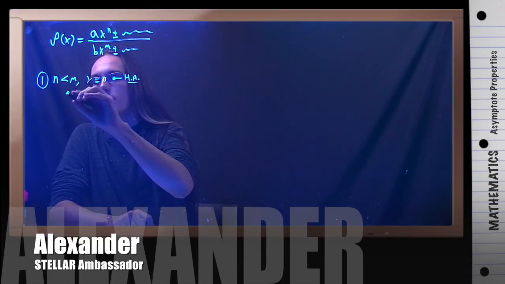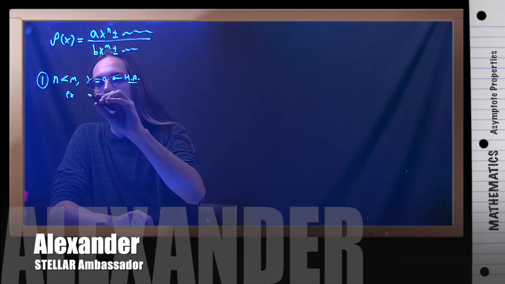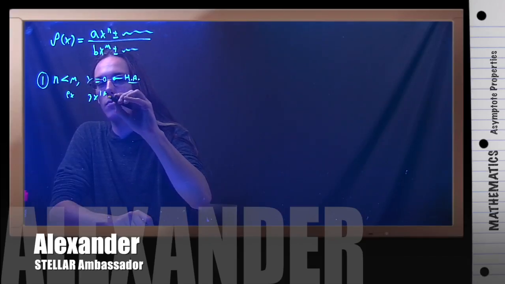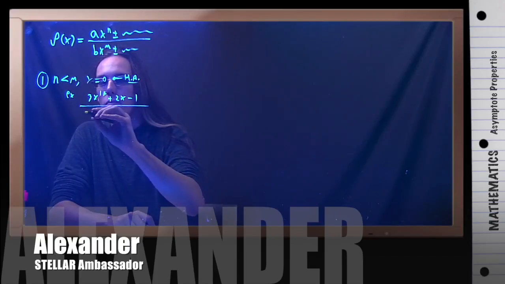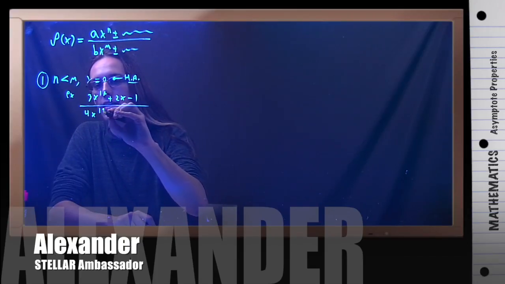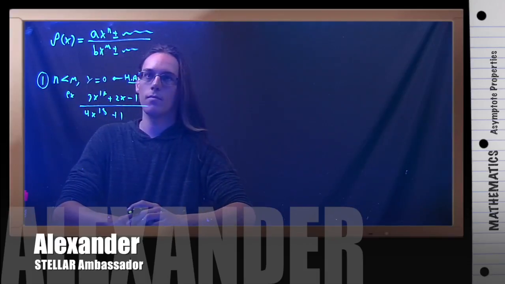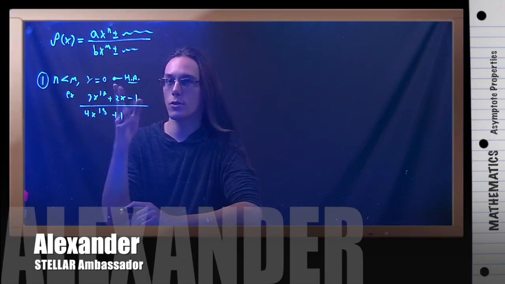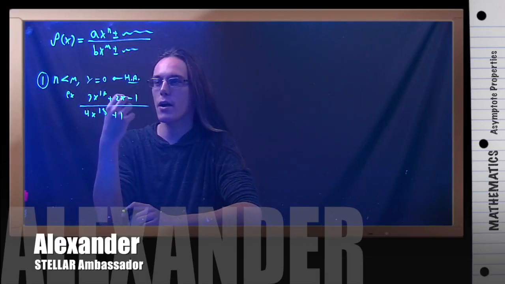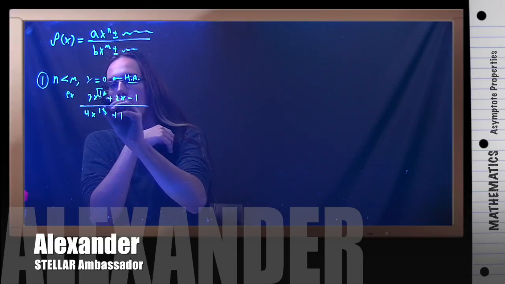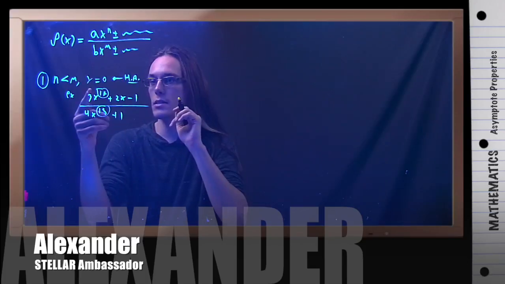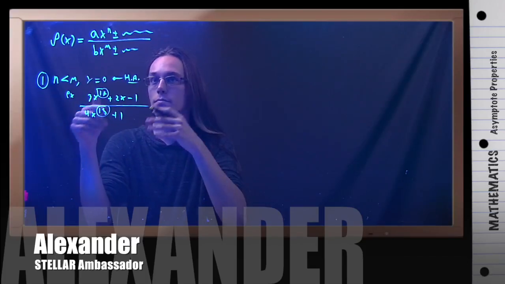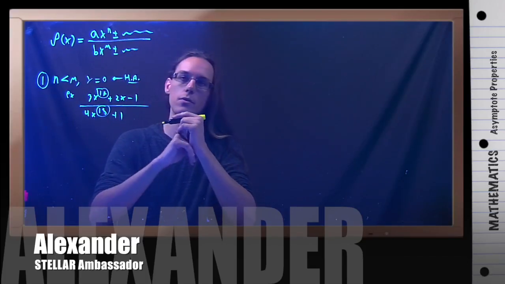An example of that would be, say you had something like 3x to the 17 plus 2x minus 1, and then in the bottom we had 4x to the 18 plus 1. I don't care about all these other terms. All I care about is the highest powered terms. So the highest power on top is 17, and the highest power on the bottom is 18. 17 is less than 18. So my horizontal asymptote is y equals 0.